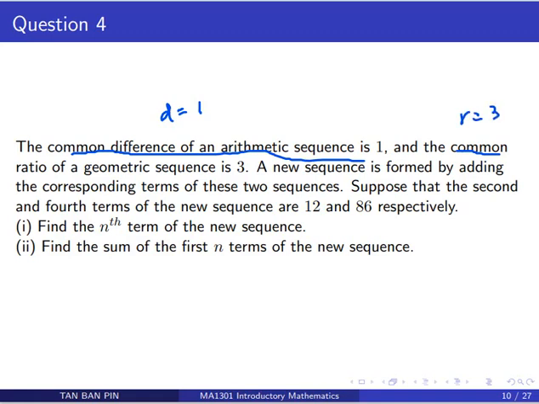And you form a new sequence. It means you look at an AP with common difference 1 and a GP with common ratio 3. You form a new sequence by adding corresponding terms of the two sequences. And you are given that the second term of the new sequence is 12 and the fourth term is 86. You are asked to find the nth term of the new sequence and find the sum of the first n terms of the new sequence.